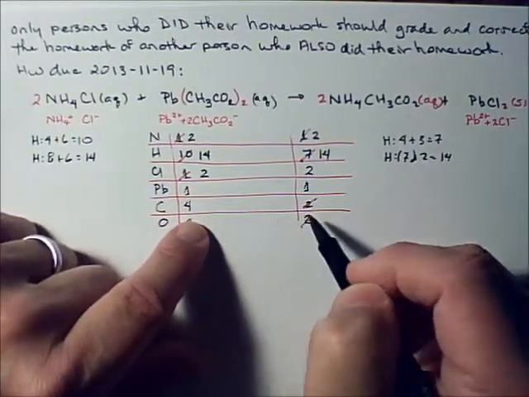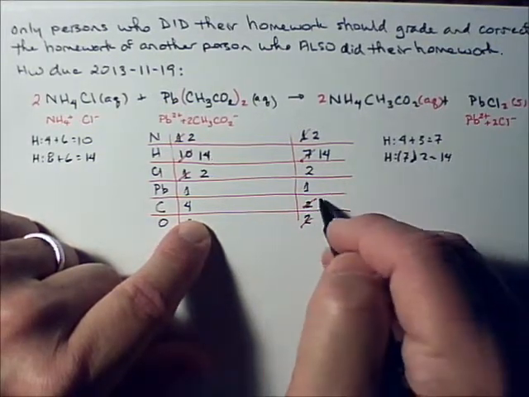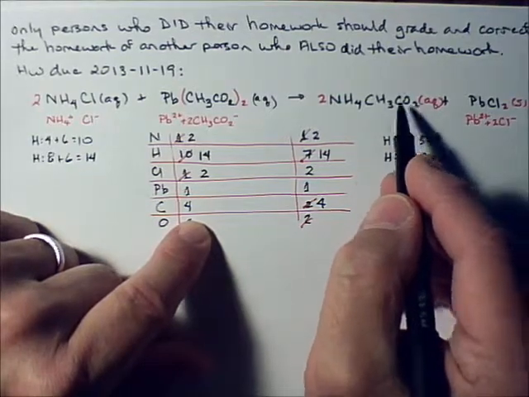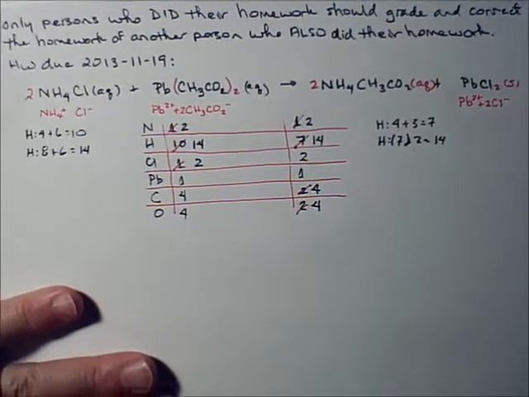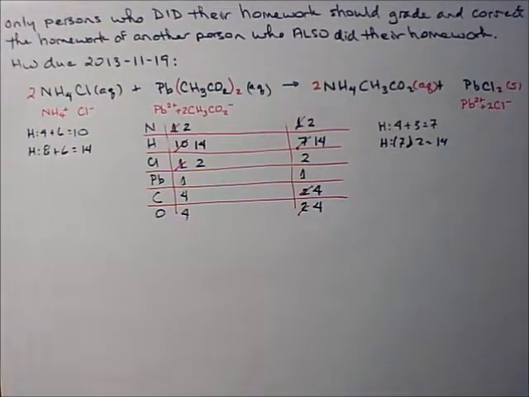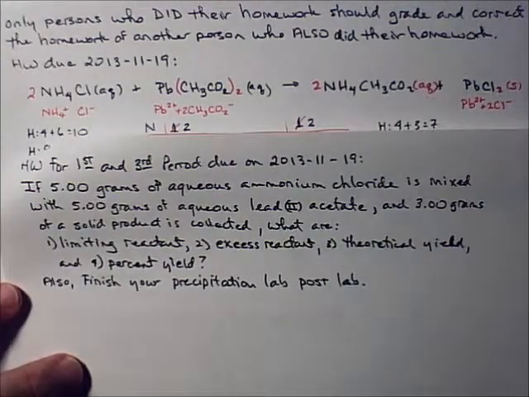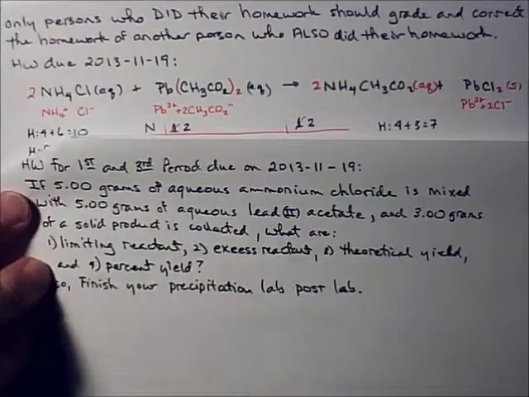Chlorines, I've got chlorines balanced. Carbons, I've got 2 carbons in the formula, times 2 is 4. I've got 2 oxygens in the formula, times 2, that's 4. And everything's balanced. Okay? Now we're ready to start with the stoichiometry part of things, the mass-to-mass calculation. We're going to run 2 mass-to-mass calculations to find our theoretical yield, limiting reactant, and excess reactant. And we're going to need to find the theoretical yield to find the percent yield.